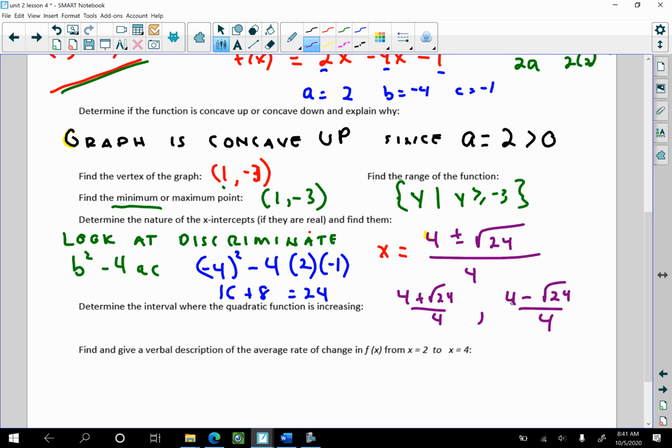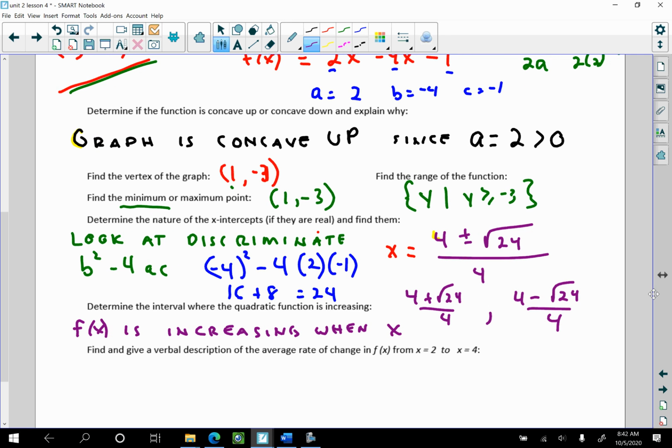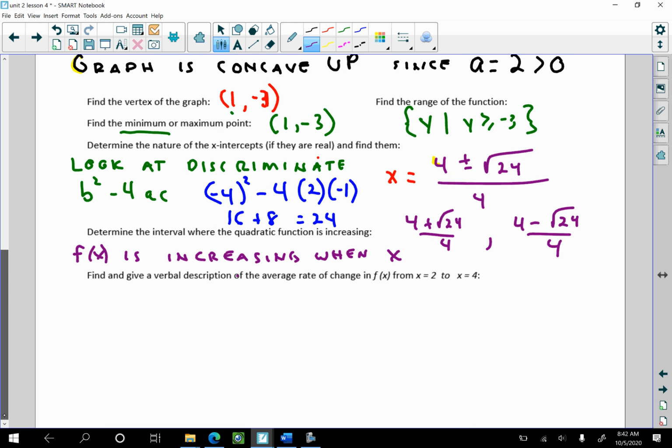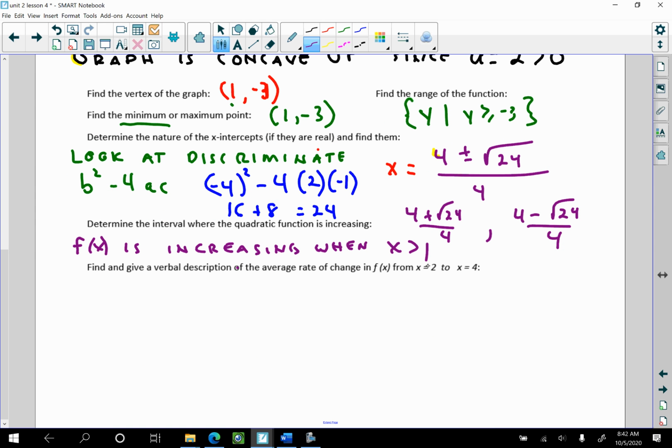I want to get to the verbal description, the average rate of change. Tell me, where is this function increasing? Determine where the quadratic function is increasing. So f of x is increasing when x is, this thing opens up, correct? It has a minimum at 1, -3. It's going to open up. So this thing is increasing when x is greater than 1, because that's the x coordinate of the vertex.